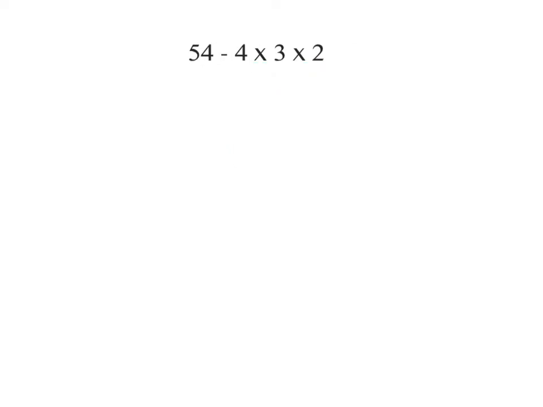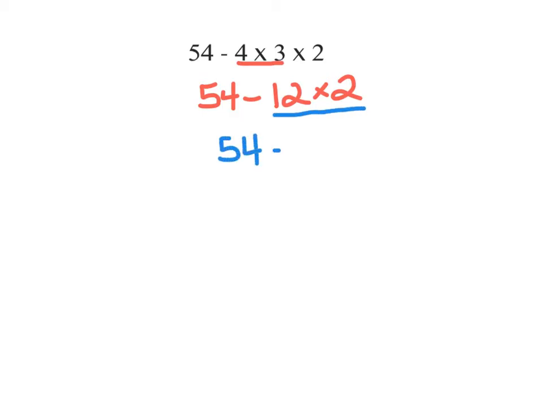Next problem. This one I have subtraction, multiplication, and multiplication. All right, so I'm going to multiply first. And I'm just going to bring everything down. 54 minus 4 times 3 is 12. Times 2. Then I have to multiply again because I multiply before I subtract. So I'm going to bring down my 54 minus 12 times 2, 24. And now all I have left is subtraction, so I can just subtract, and my answer is 30.